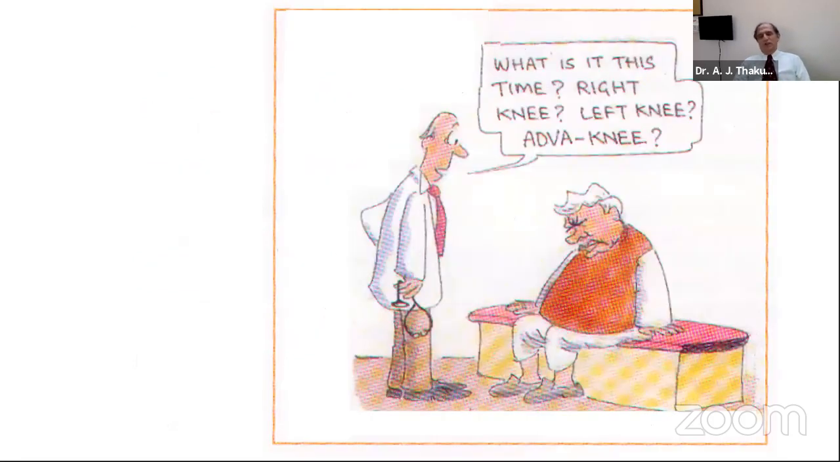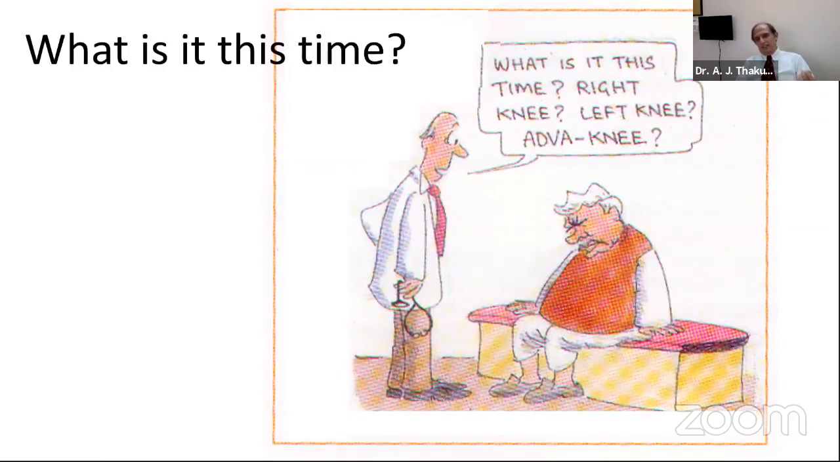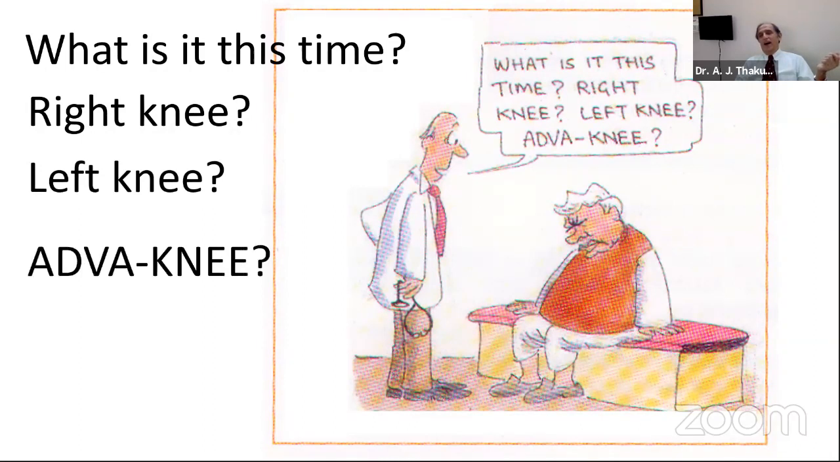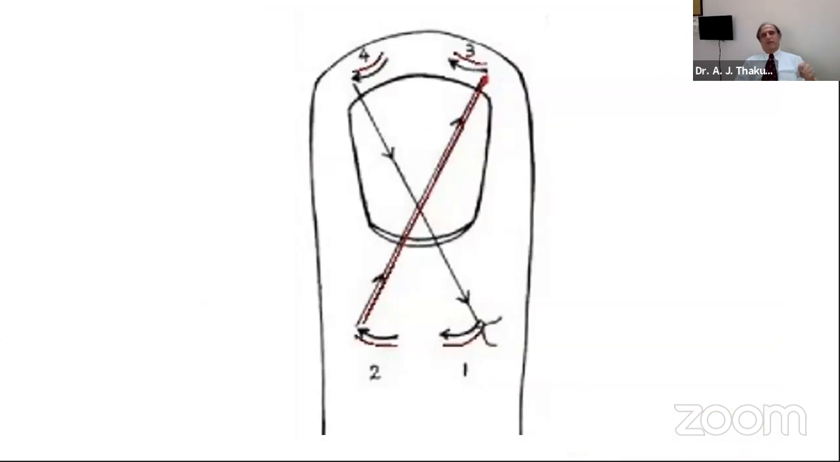This is my most favorite political cartoon. This is somebody like Mr. Vajpayee, Atal Bihari, and this is something like Chittaranjan Ranavat. What he is asking, you can read it, but then I have put it down here. What is it this time? The right knee or the left knee or the other knee? So that could evoke some kind of laughter or pleasure, but it is a tricky situation and sometimes it works, sometimes it doesn't work. Think twice before using such things.